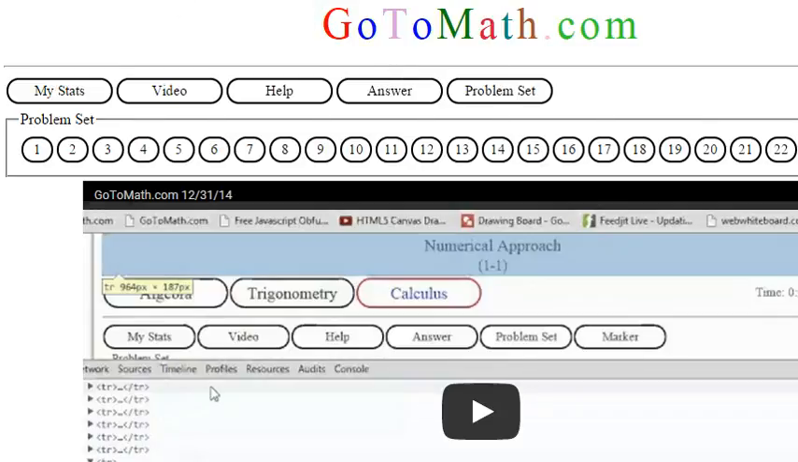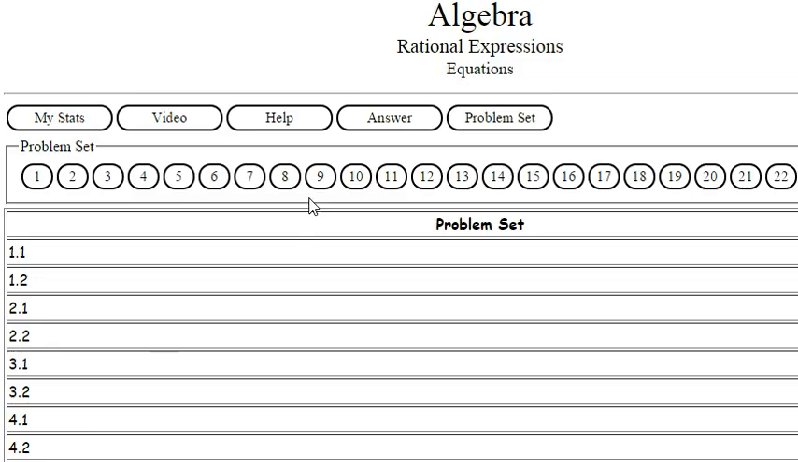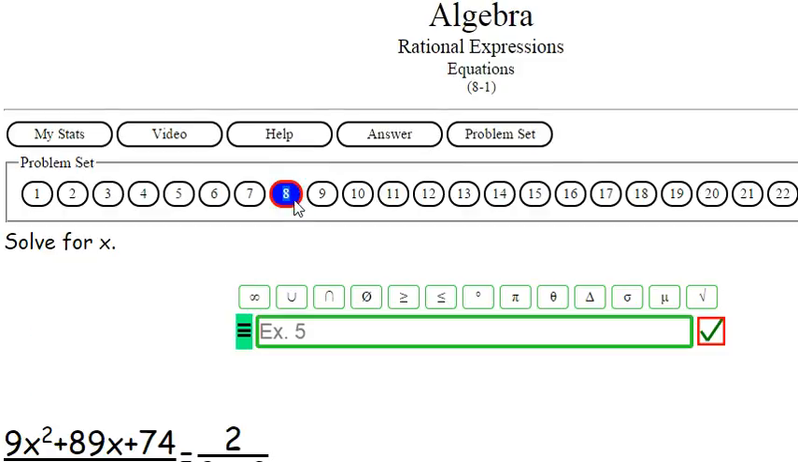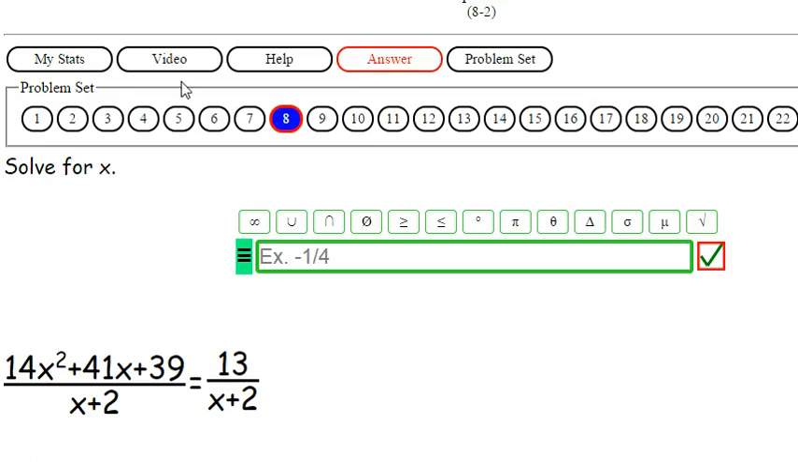Okay, we're at gotomath.com. Click on the algebra. Go down to equations, and we need to click on... What do we need to do here? We need to be clicking on 8.2. Okay. All right. So what do we got going on here? We got 14x squared plus 41x plus 39 over x plus 2x. All right. Writing this down here real quick.